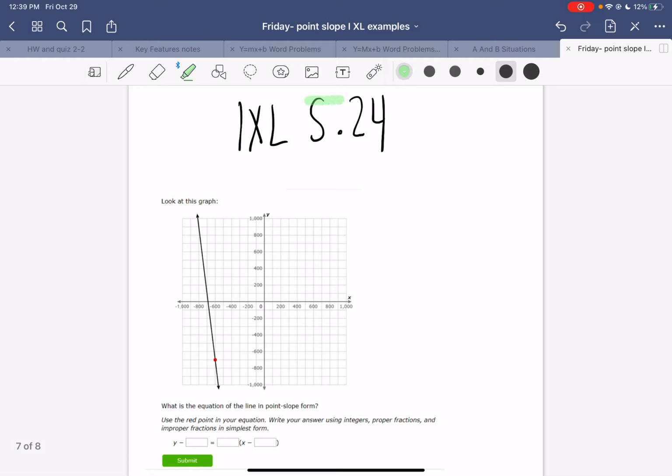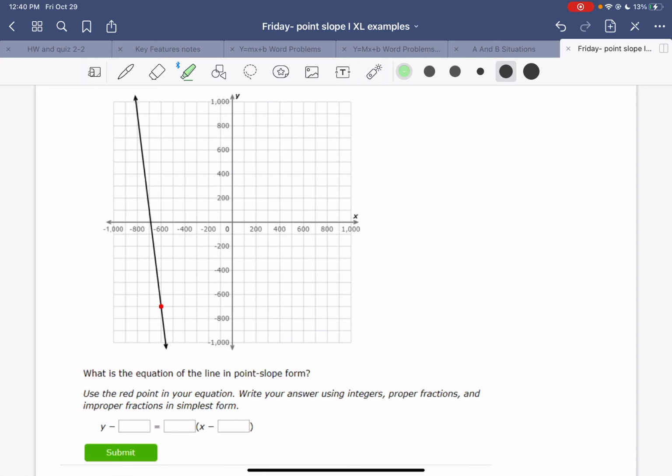The next IXL is S.24. So again, it's in the top corner of your page at S.24. And you'll have a graph, and these will be the instructions. It'll say, what is the equation of the line in point-slope form? So again, we have these individual boxes that we're going to need to fill out. And let's do that. In order to fill out this box, we're going to need a y1. In order to fill out this box, we're going to need an x1. To do that, it says right here in the directions, use the red point in your equation. So we're using this red point that's given.